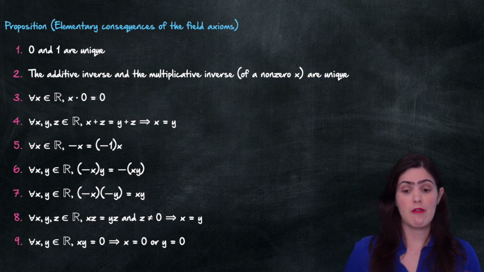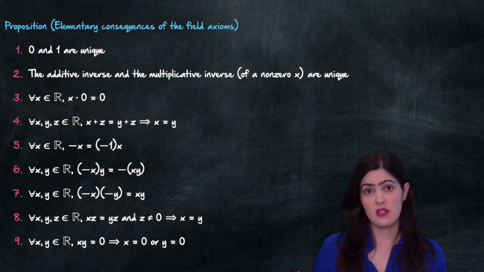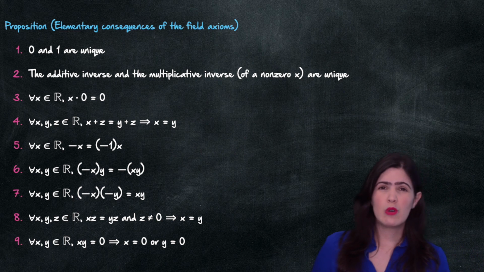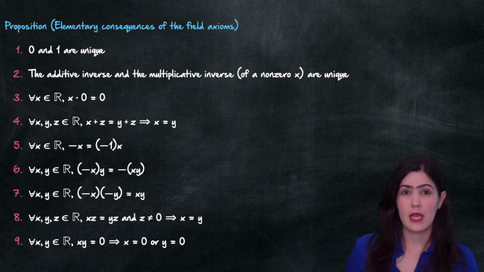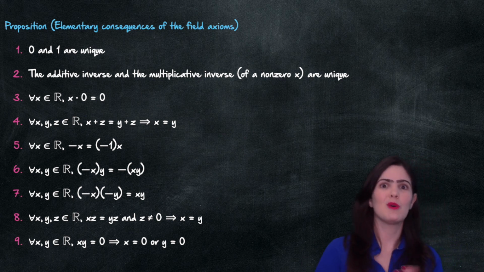So I'm going to prove number 3. I'm going to prove that any real number multiplied by 0 is 0. And a bit of a warning: proving something that is obvious is very, very hard, because your brain is saying, oh, but it's obvious, why do I need to prove it?